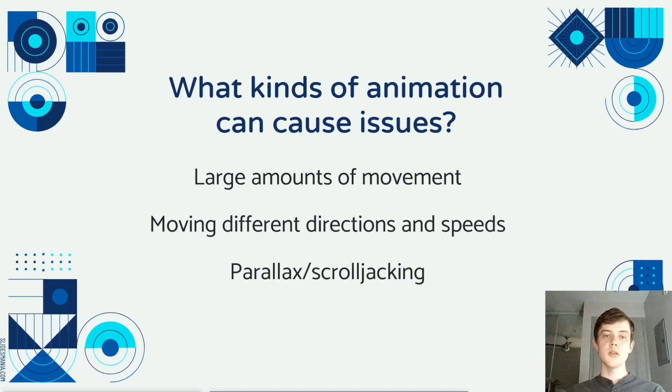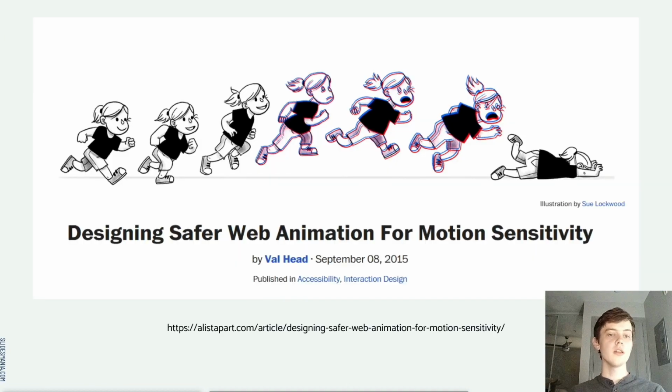And tying any movement to the user's scroll position could be problematic, especially if the element is moving at a different speed or direction from how the user is scrolling. I recommend the A List Apart article, Designing Safer Web Animation for Motion Sensitivity from Val Head, if you want more detail on this. So with that in mind, what Svelte transitions deserve extra caution?